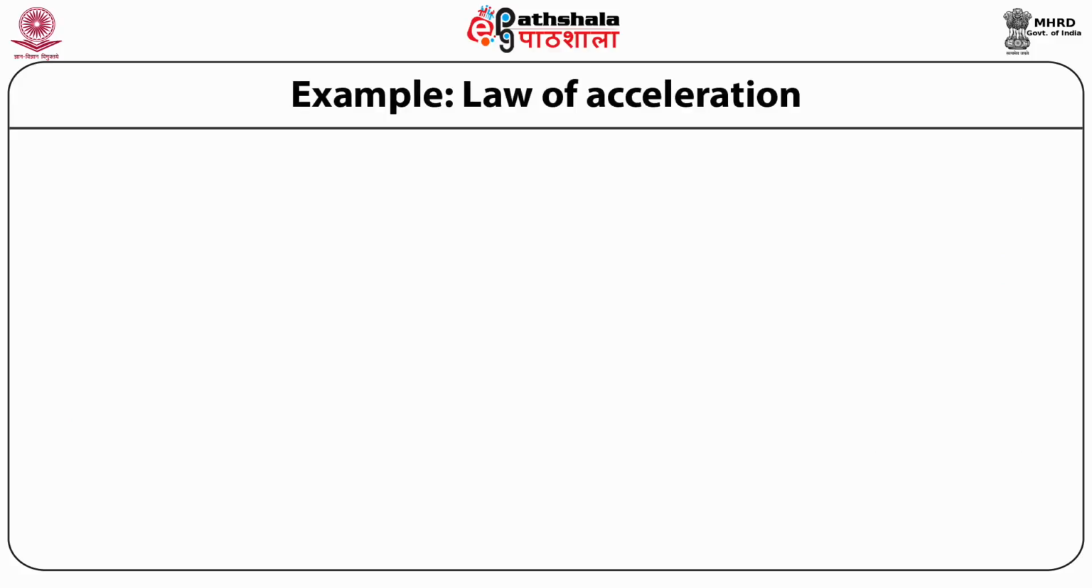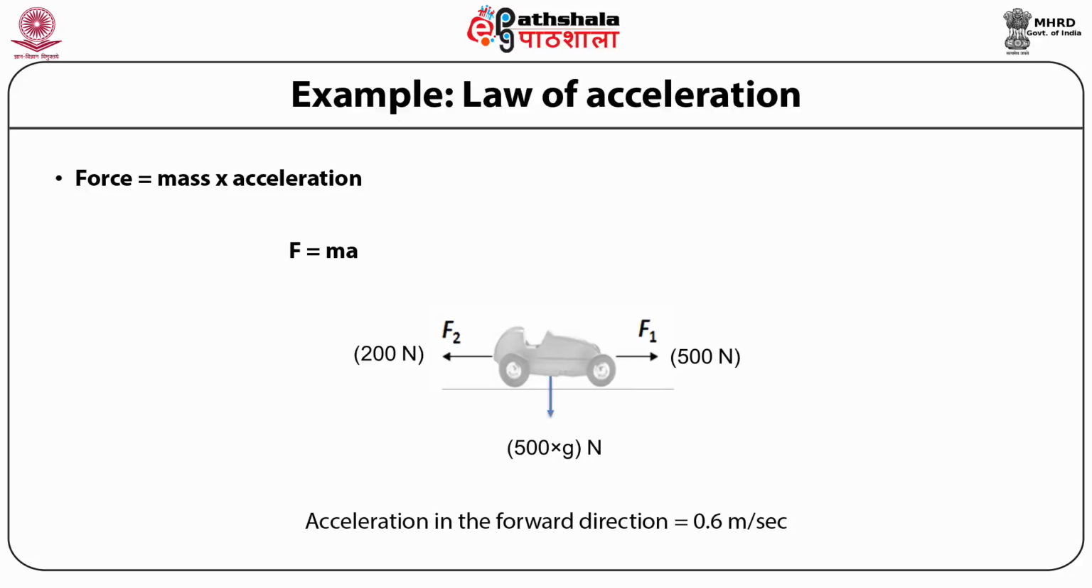Let's see the example of the second law of motion, which is law of acceleration. As the definition goes, the force acting on a body is simply mass times the acceleration produced by the force, or mathematically F equal to ma, where m is the mass, a is the produced acceleration.